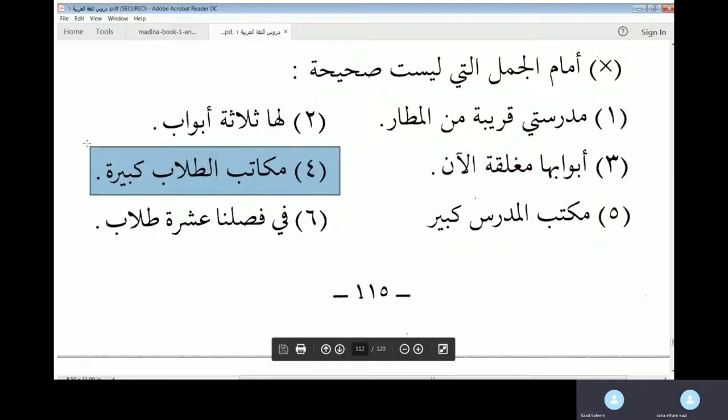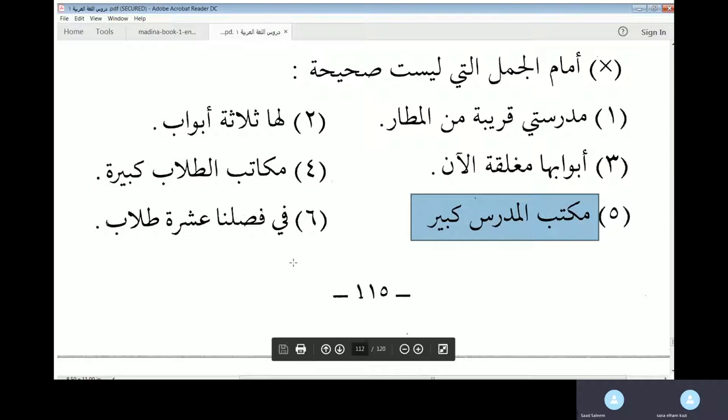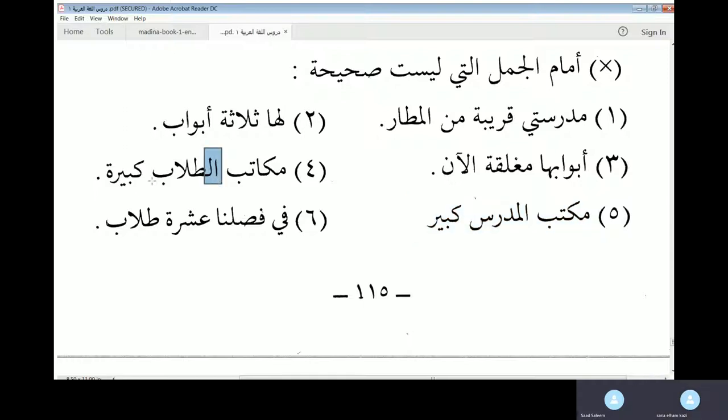Makatibut tullabi kabiratun. Makatib, the desks of the students are big. Sahi or khata? Khata. Okay, it is khata, small. Makatib tullab is muzaf, muzaf ilay. But it's not tullabin. Yes, it is kasra because of alif lam. You cannot use tanween.